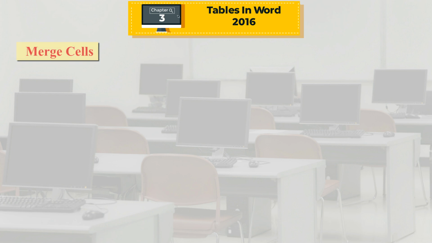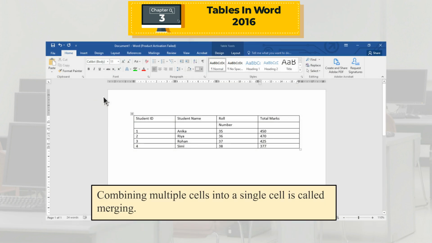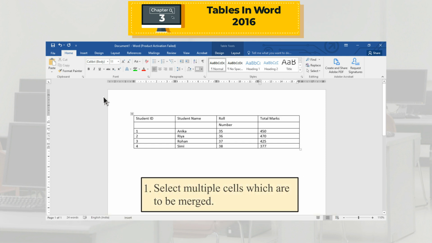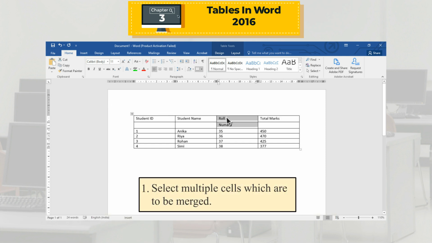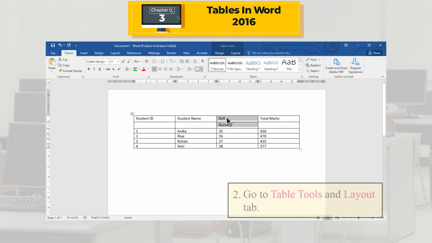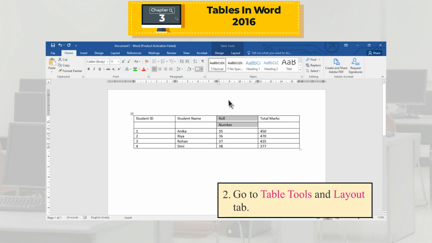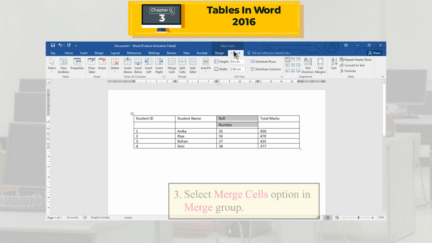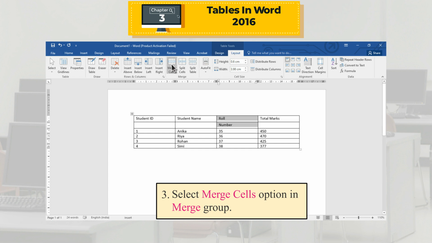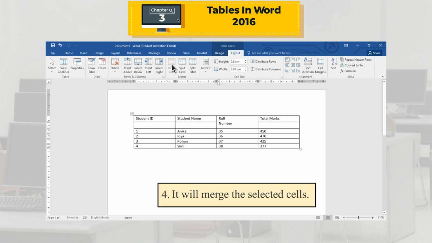Merge cells. Combining multiple cells into a single cell is called merging. 1. Select multiple cells which are to be merged. 2. Go to Table Tools and Layout tab. 3. Select Merge Cells option in Merge Group. 4. It will merge the selected cells.